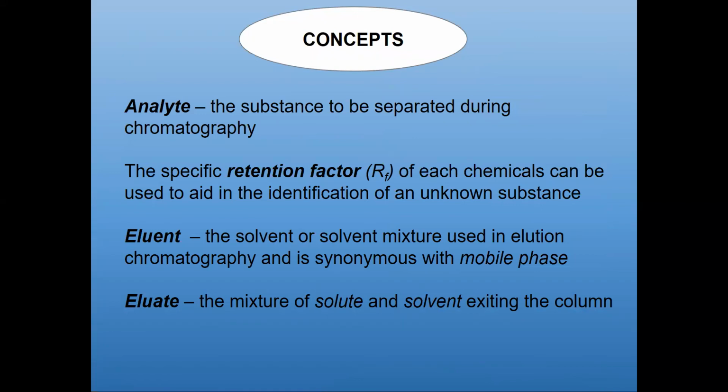Analyte is a substance to be separated during chromatography. The specific retention factor of each chemical can be used to aid in the identification of an unknown substance. Eluent is a solvent or solvent mixture used in elution chromatography and is synonymous with mobile phase. Eluate is a mixture of solute and solvent exiting the column.